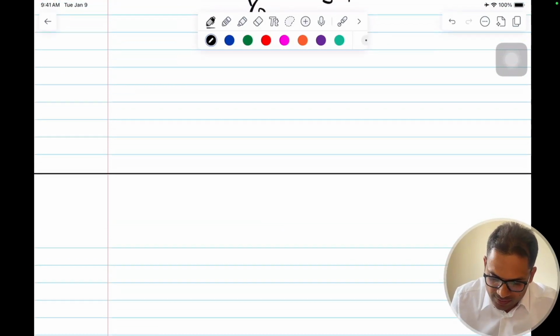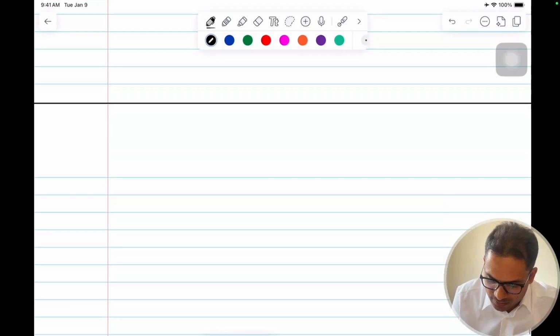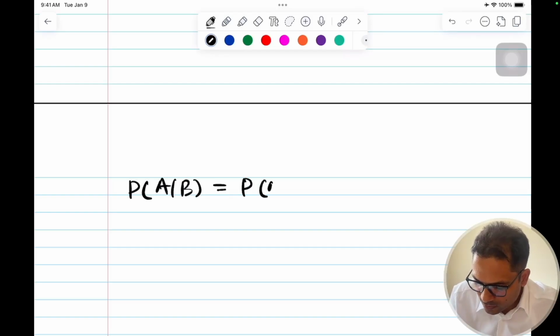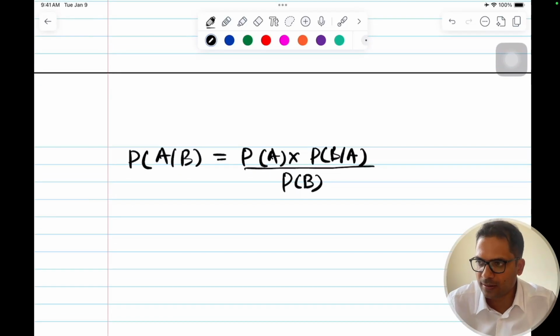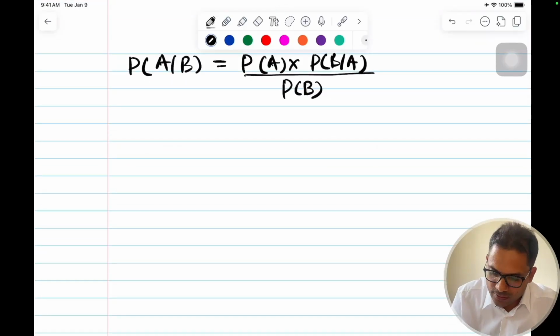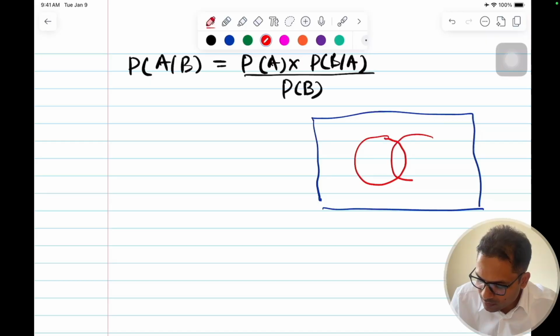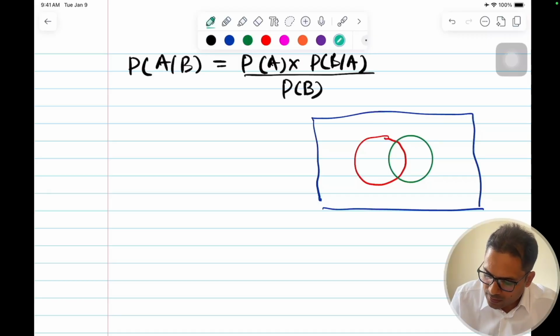So we have seen this example, we have understood Bayes theorem very well. So what is Bayes theorem? P of A given B is equal to probability of A into probability of B given A by probability of B. Now if you try to understand this with the help of a diagram, we can draw this. See, this is our sample space, this is our A, this is our B. So we have A, we have B, this is our omega, our sample space.